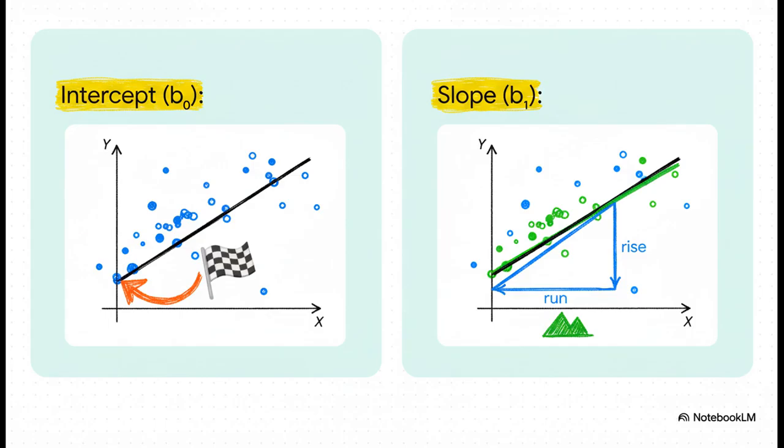Let's break down the two most important parts here. First, you have the intercept. Think of that as your starting point. It answers the question, if a company spent absolutely nothing, what would we predict its profitability to be? Then you have the slope. Now, this is where the real story is. The slope tells us exactly how much we expect profitability to go up for every single percentage point increase in spending. It basically tells us the strength and direction of the relationship.